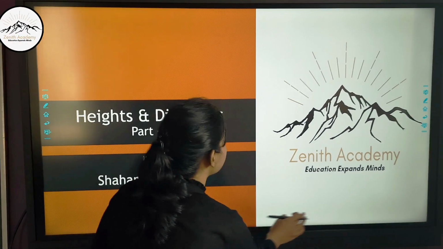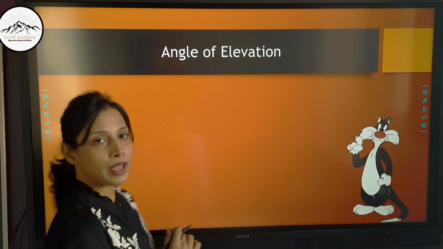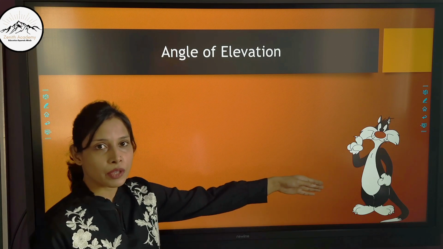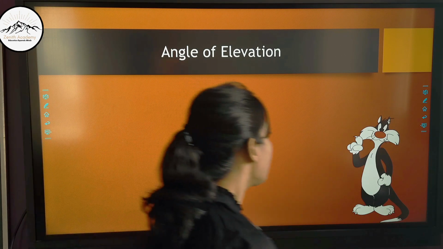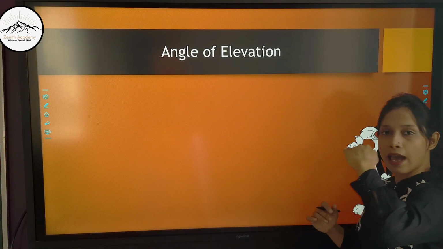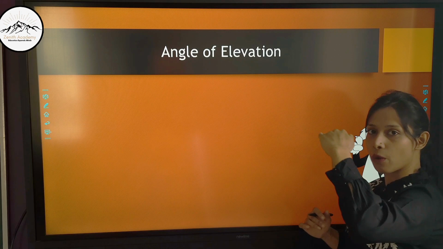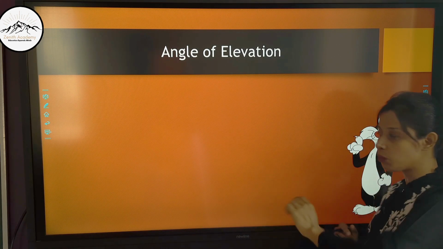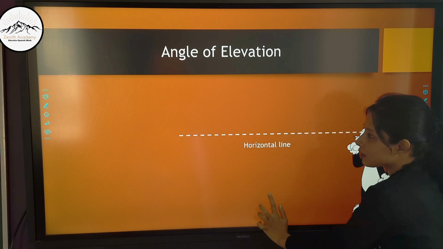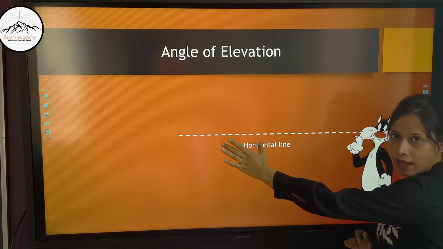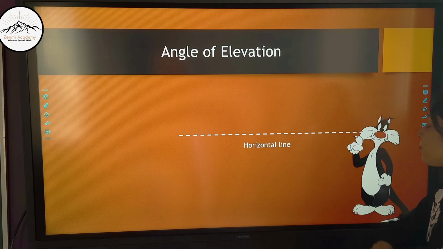So, our first concept will be the angle of elevation. Now, what is it? This is our favorite cat we know, Sylvester. Now, when Sylvester is looking straight, its line of sight is straight, it will be forming a straight line. So, that horizontal line is parallel to the ground. See. This is our horizontal line. This is the straight line forming from its line of sight.